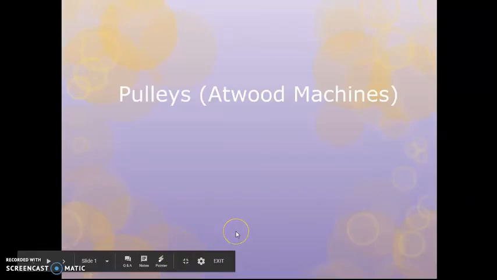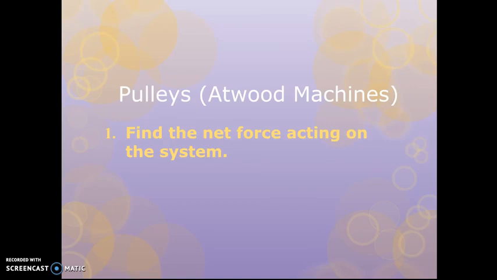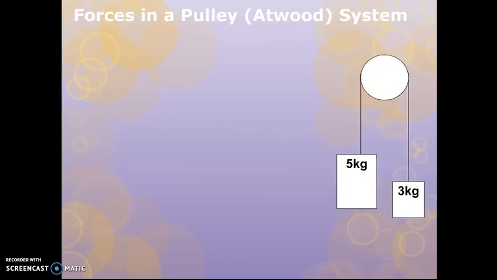Today we want to take a little time to talk about pulleys, also called Atwood machines. When you're solving pulley problems, there are three main things you want to be able to do. You want to be able to find the net force acting on your system, find the overall acceleration of the system, and then find the tension that's in the rope of the system. So let's start by looking at a problem.